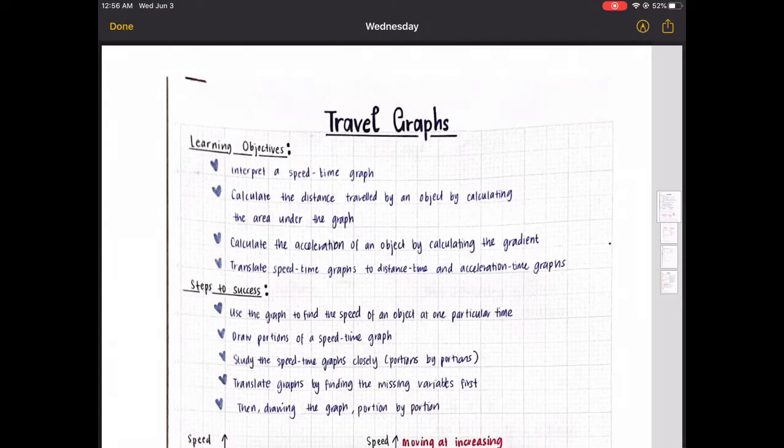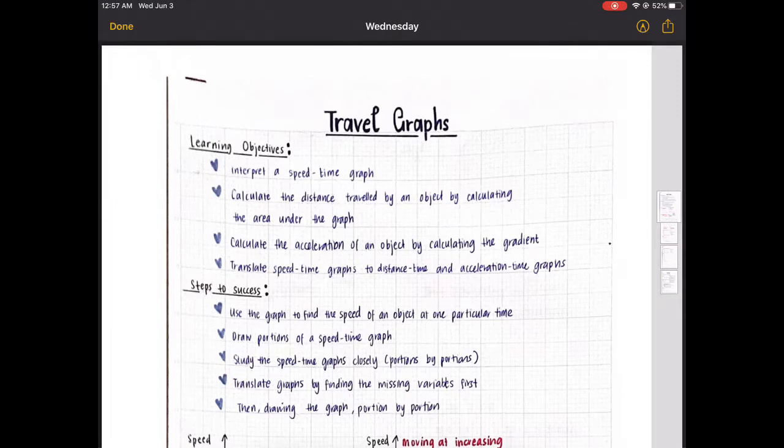Today we're going to continue on with travel graphs and we're going to look at speed time graphs. So by the end of the lesson, the learning objectives are to be able to interpret a speed time graph. Yesterday you learned to interpret a distance time graph. So today you learn to interpret a speed time graph. You'll calculate the distance traveled by an object by calculating the area under the speed time graph. You'll also calculate the acceleration of an object by calculating the gradient and translate speed time graphs into distance time graphs or acceleration time graphs.